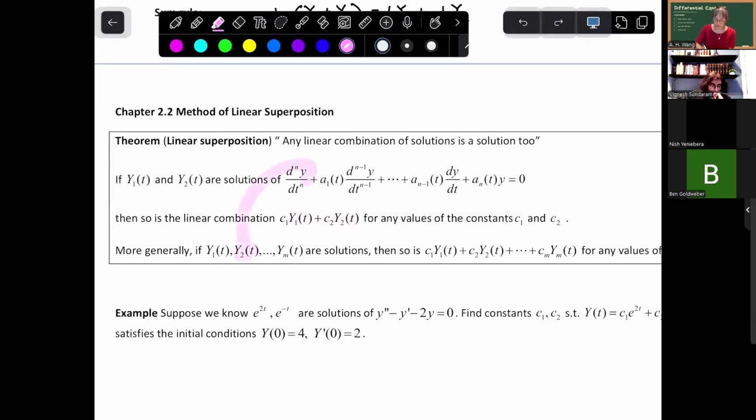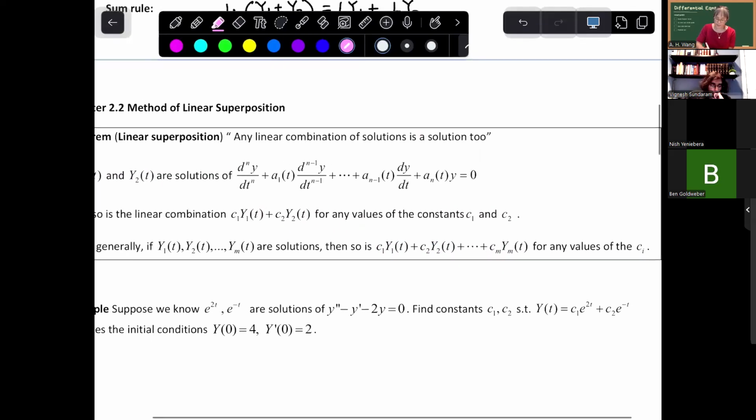Take this guy, plug it in, you get a true statement. Left-hand side equals right-hand side. Plug it in. Left-hand side equals right-hand side. Then if you scale and add them all together, this will be a brand new solution. In other words, if you plug it in, it's going to be equal to 0. Let's quickly do that for two of them, okay?